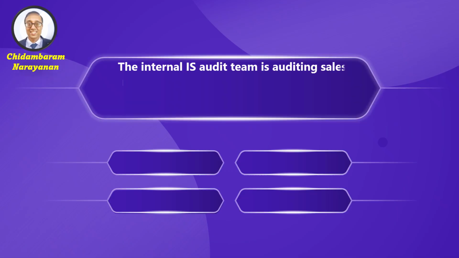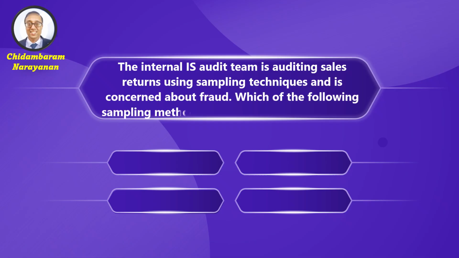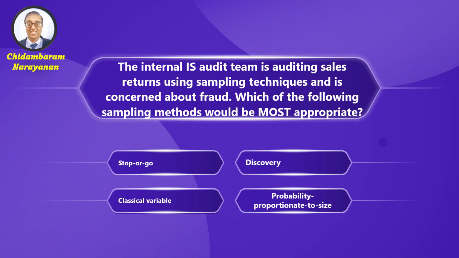So here's the question as always. The internal IS audit team is auditing sales returns using sampling techniques and is concerned about fraud. Which of the following sampling methods would be most appropriate? Stop or go, discovery, classical variable, or probability proportionate to size. Which one would you choose?